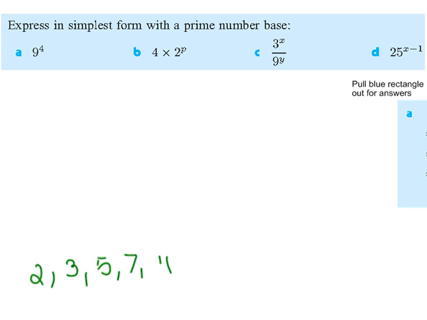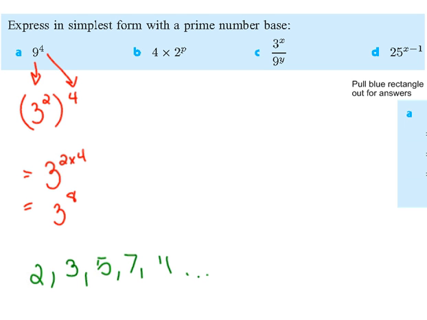Okay, so right now we've got 9 to the power of 4. We want to write that in a prime number base. So 9 we know is 3 squared, right? 3 is a prime number. So we can write 9 as 3 squared. We've still got this power of 4 outside the brackets. And we're just going to then multiply those powers, because now we've got a power to a power. So we've got 3 to the 2 times 4, or 3 to the 8th power.